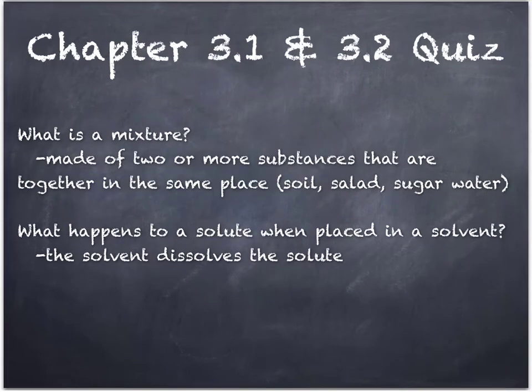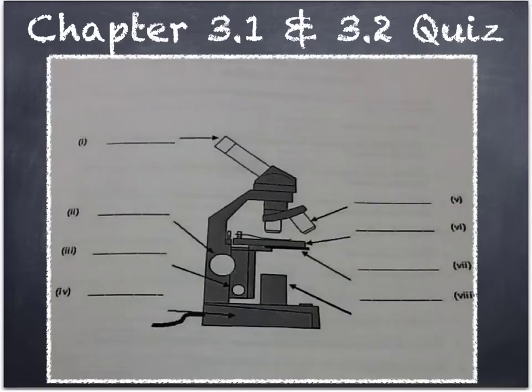Mixture, that's made of two or more substances that are together in the same place. So we've talked about homogeneous and heterogeneous. Now we're at the overall mixture. So two or more substances that are together in the same place. Soil, salad, sugar water. Give examples. We had salt water also during our investigation. What happens to a solute when placed in a solvent? The solvent dissolves the solute. You saw that in our investigation with our solubility that we just did last week.